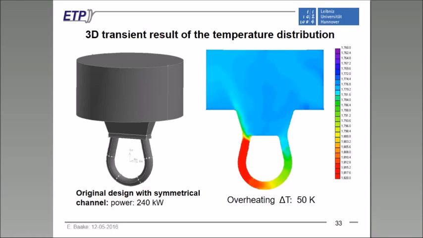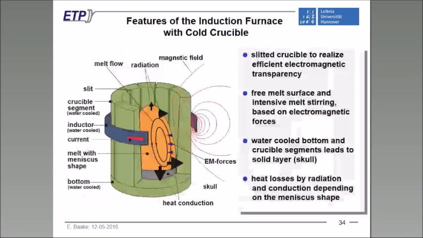And due to this very intensive melt stirring and this instability we have inside this channel, we get a non-symmetric situation of the temperature distribution, as you can see here on the right-hand side of these pictures. And this shows us that we have an influence by designing the channel on the temperature distribution in the channel itself. And we can also calculate, for example, the overheating temperature, which should be, of course, limited due to the stability of the ceramic lining itself.